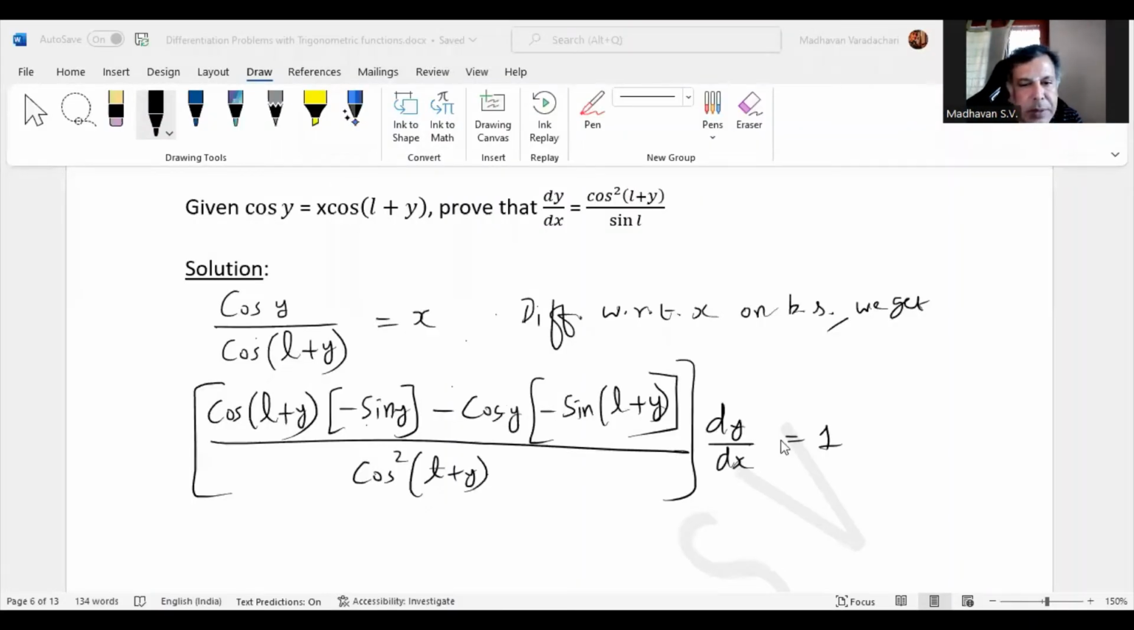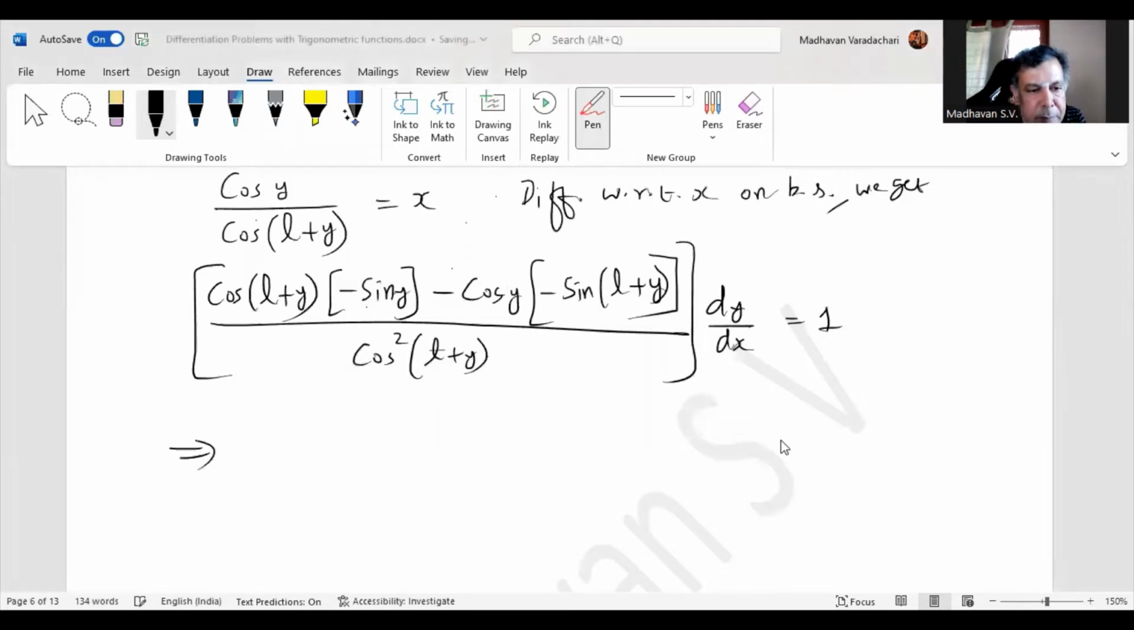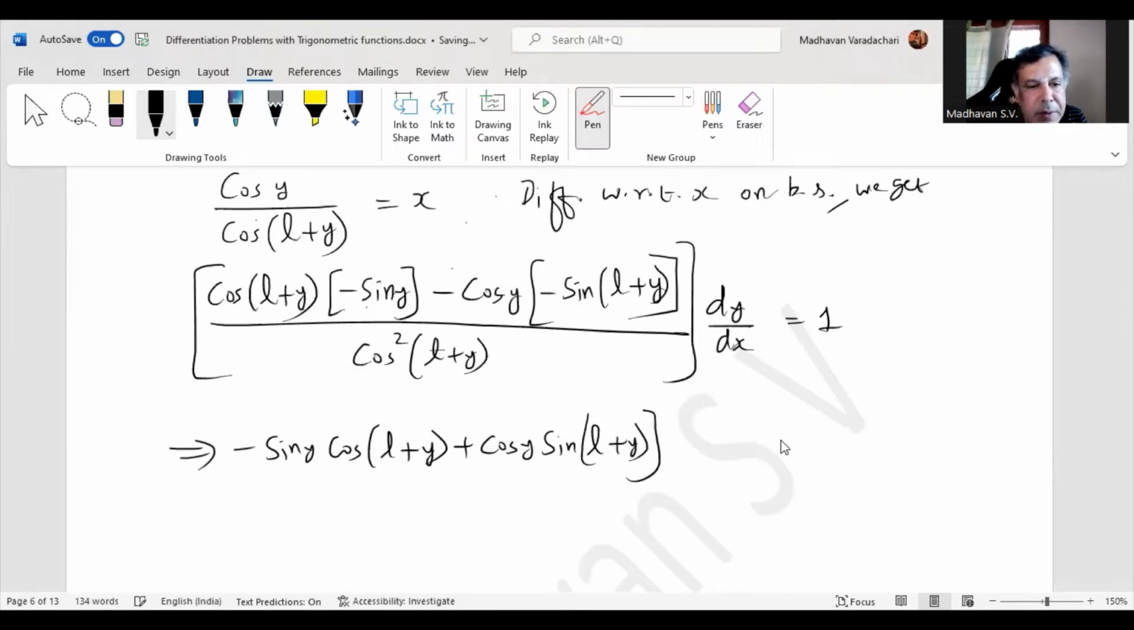So now this can be rewritten as minus sin y cos of (a plus y), minus of minus, it becomes plus cos y sin of (a plus y), times dy by dx. I am cross multiplying this cos square of (a plus y) with this one. So the right hand side will now become cos square of (a plus y).